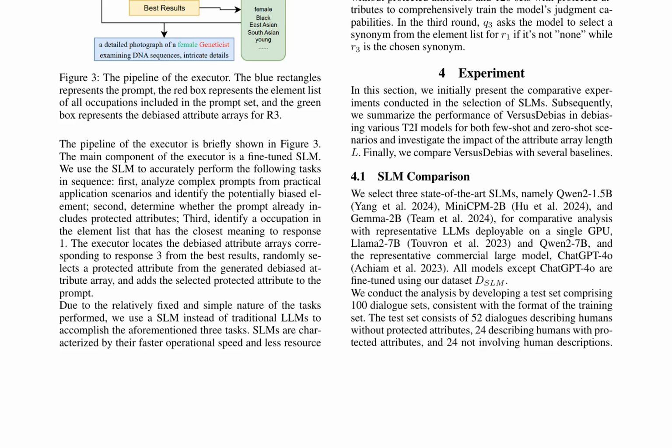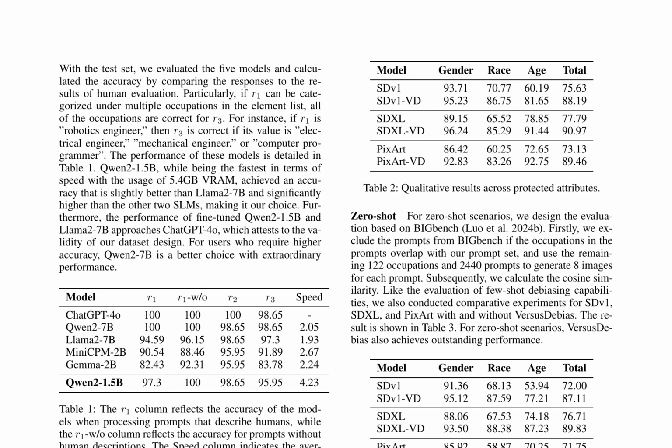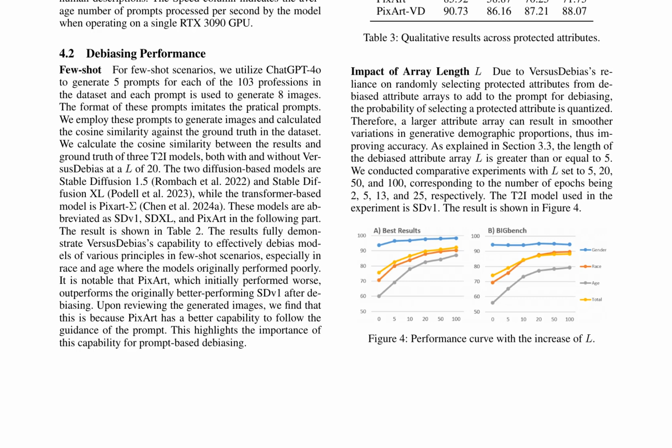The results demonstrate significant improvements in debiasing, especially in race and age, with the model achieving higher accuracy and fairness. The technique's effectiveness is further highlighted by its ability to improve the performance of a model that initially performed poorly. The authors also investigate the impact of the attribute array length, showing that increasing the length leads to smoother variations in demographic proportions, further enhancing accuracy. Overall, the paper contributes significantly to the field of debiasing in T2I models, offering a promising solution for improving the fairness and accuracy of these models.